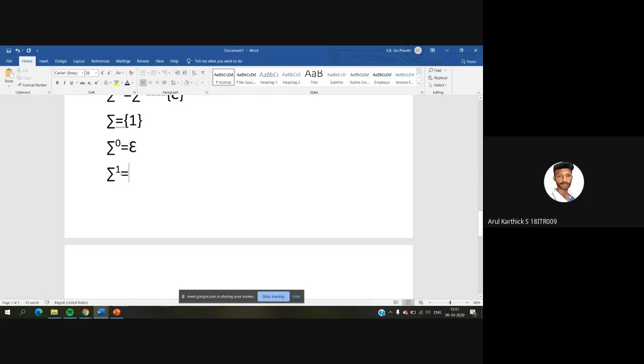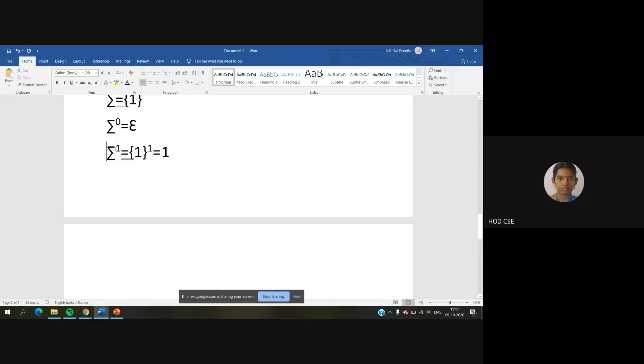Sigma power 1 is what? Your sigma is 1, which is nothing but 1, repeated one time. What symbol are you getting? 1. Very good. Sigma power 1 is 1.